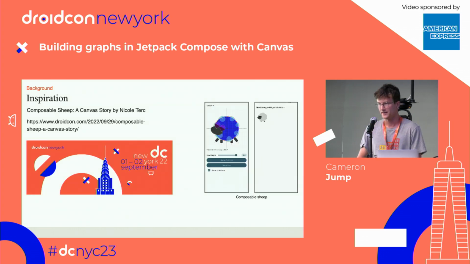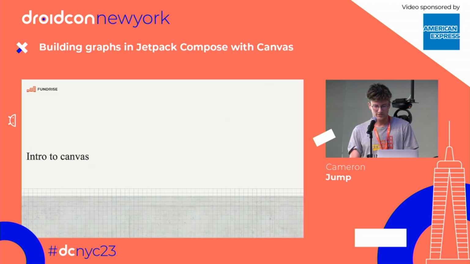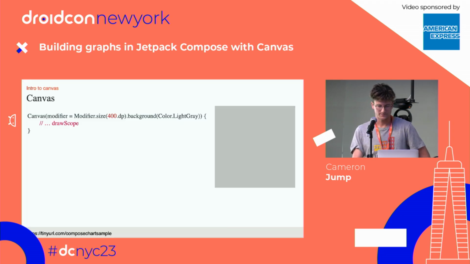And a little bit more background is my inspiration for this talk. I wouldn't be here today if I hadn't attended DroidCon 2022. This talk by Nicole, Composable Shiba Canvas story, she walks through how easy it is to draw on a canvas. The draggable sheep inspired me to make the scrubber, and she just has a really good example. So if you want a better demo on how to use Canvas, I would go here. But here's our intro to Canvas, and we're going to be building our line chart.